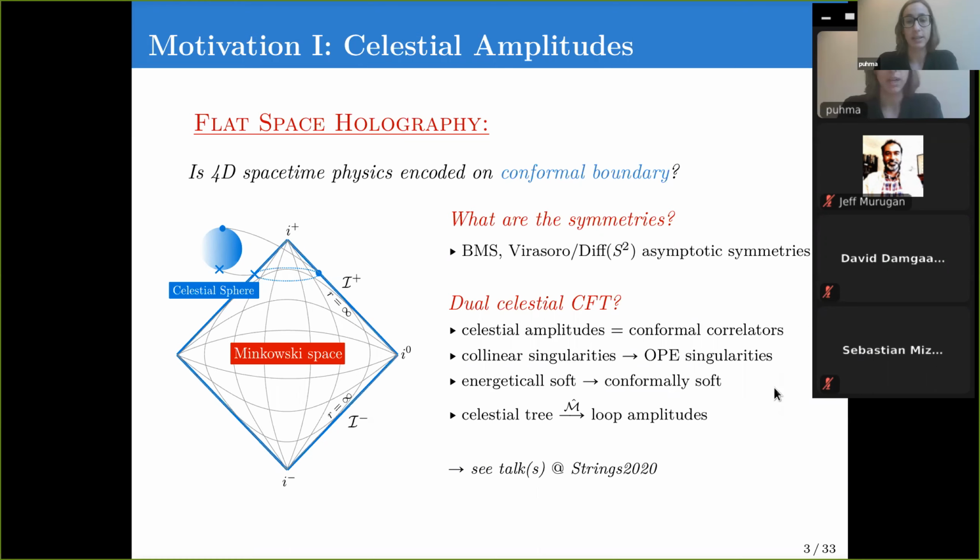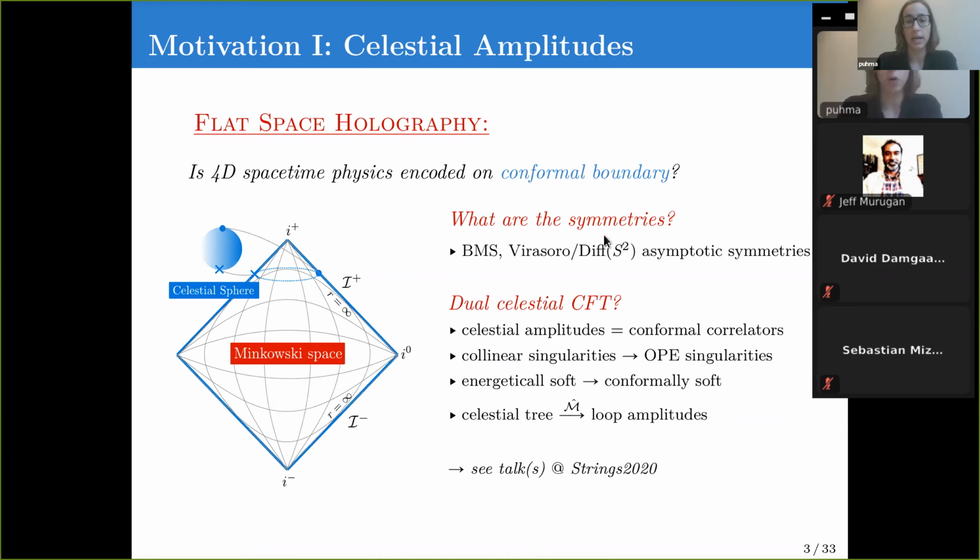More recently, the study of quantum corrections has been addressed, and it turns out that loop amplitudes seem to be obtainable from tree-level celestial amplitudes by the action of certain operators, and I will comment a bit more on that at the end of my talk.